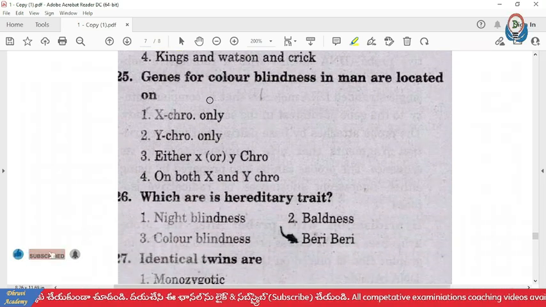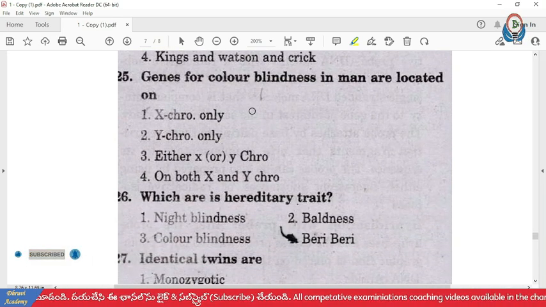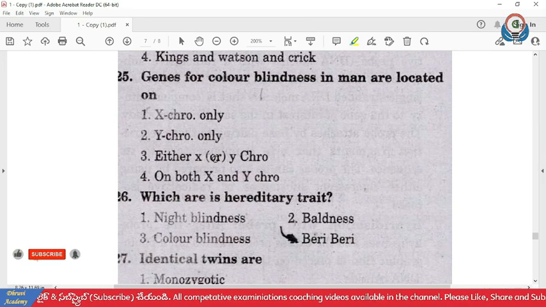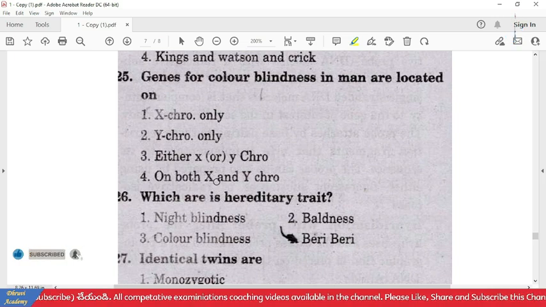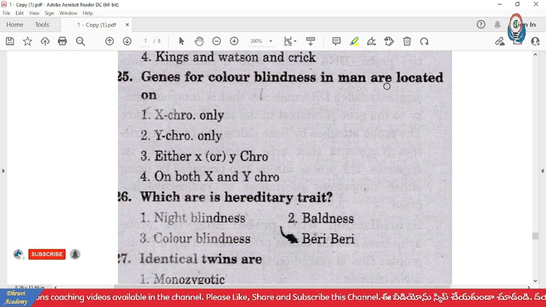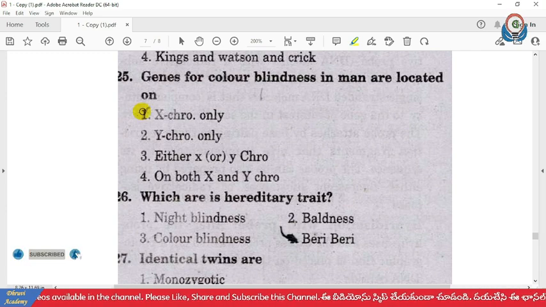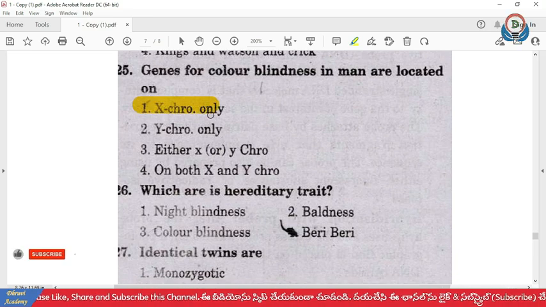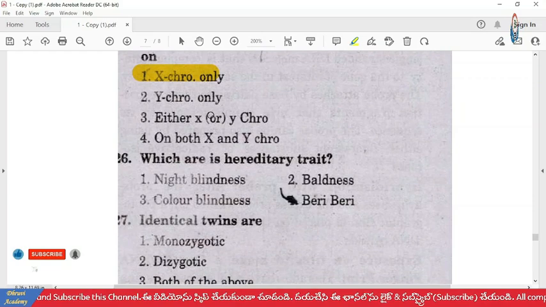Next, genes for color blindness in man are located on: X chromosomes only, Y chromosomes only, third one either X or Y chromosomes, or both X and Y chromosomes? Which is the correct answer? The answer is genes for color blindness in man are located on X chromosomes only.